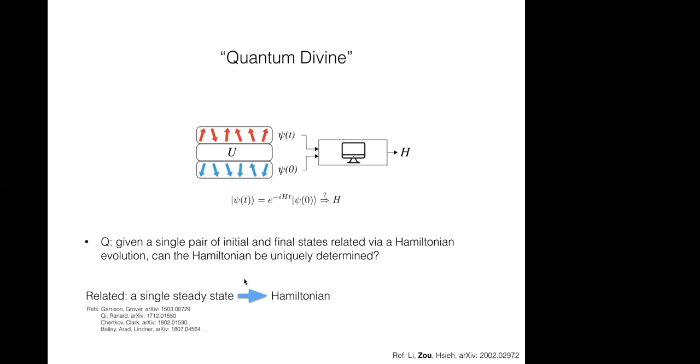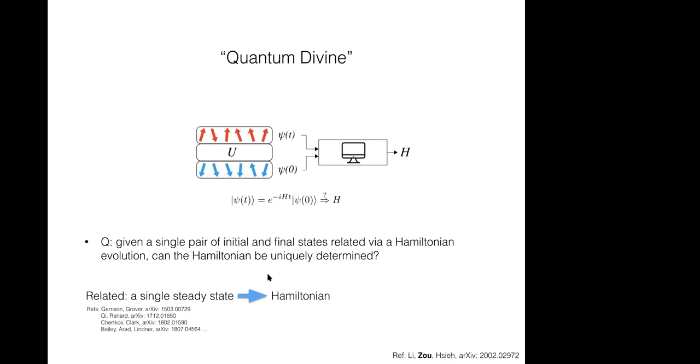This question is also partly inspired by some related work that uses a single eigenstate, or single steady state, to determine the Hamiltonian. And the main difference between these two approaches is that an eigenstate is a special state that doesn't change under the Hamiltonian evolution. But here, what we are using is precisely how the state changes under the Hamiltonian to gain some information about the Hamiltonian. In particular, the initial state we will choose can be generic, and it doesn't even have to be pure. It can be a mixed state.